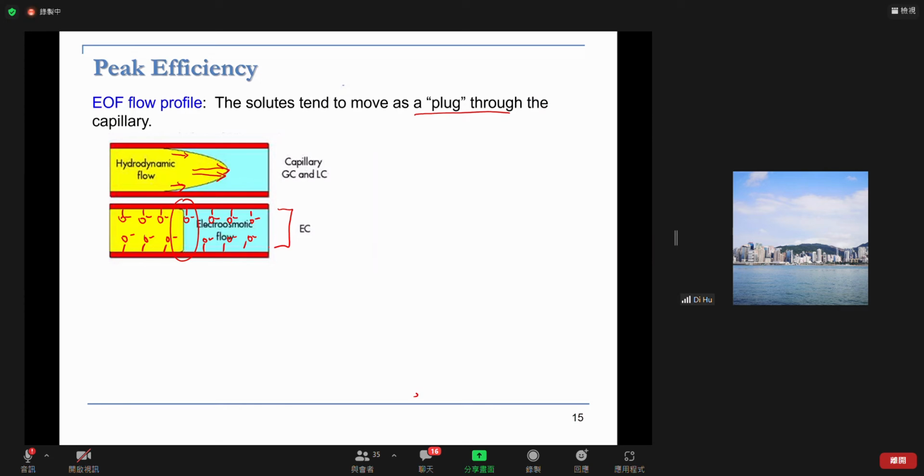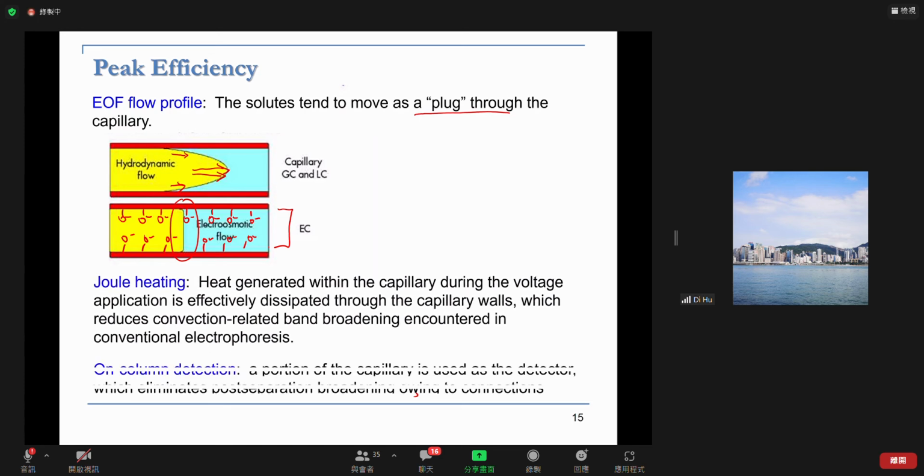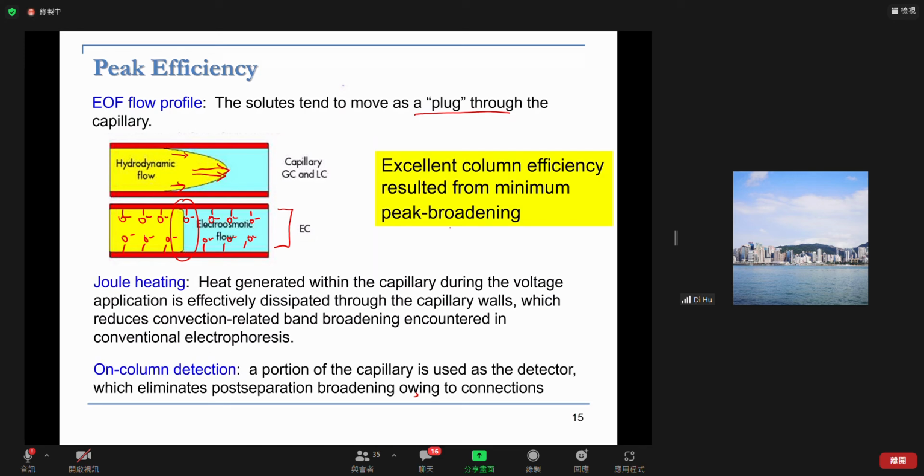Because CE has the plug profile, there is no pressure drop and the speed is uniform along the capillary. Therefore it minimizes peak broadening, which leads to excellent column efficiency and very good separation efficiency. It can even allow separation on the basis of mobility differences as small as about 0.05%. So that is one advantage of using this capillary: less peak broadening means efficiency increases.